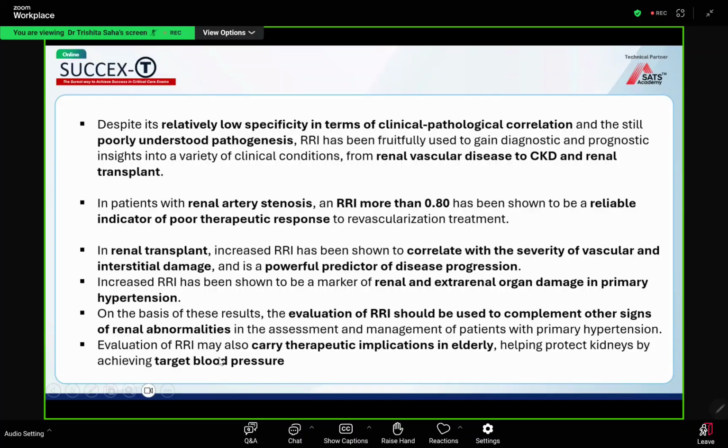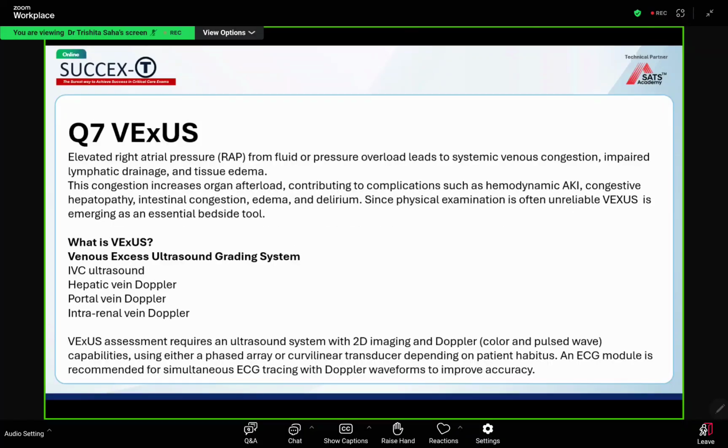Evaluation of RRI may also carry therapeutic implications in the elderly, helping protect kidneys by achieving a target blood pressure. Because from the formula it is evident that if the systolic increases and the diastolic decreases, the RRI will increase. So you have to target a MAP where there is less decrease of the diastolic. You have to protect the diastole of the heart also.